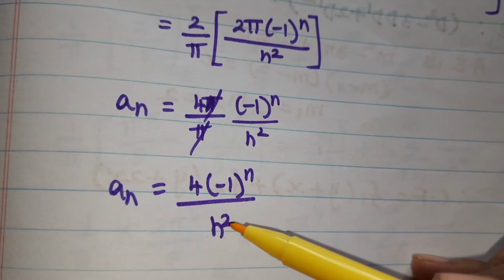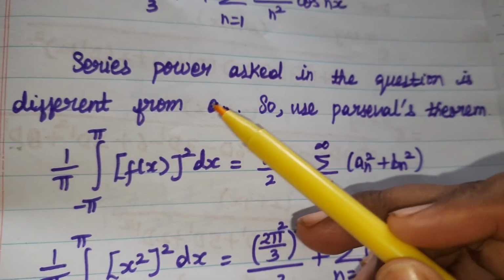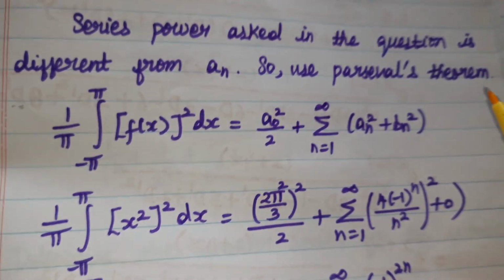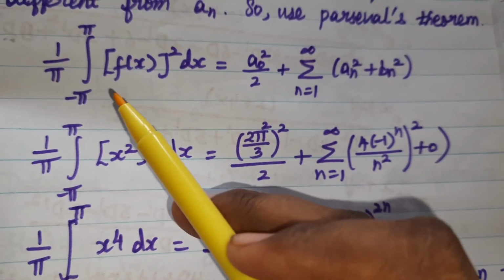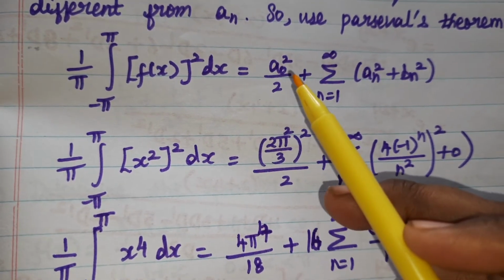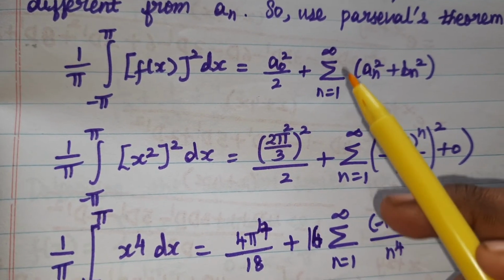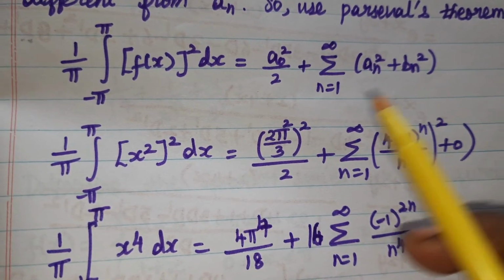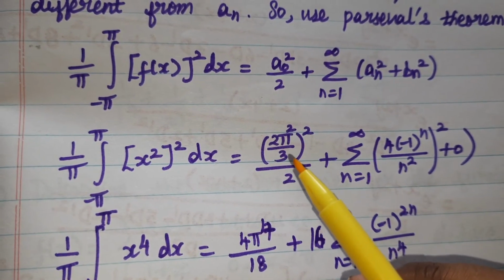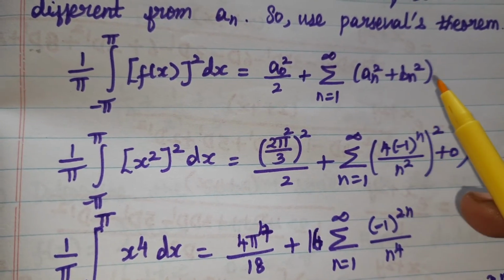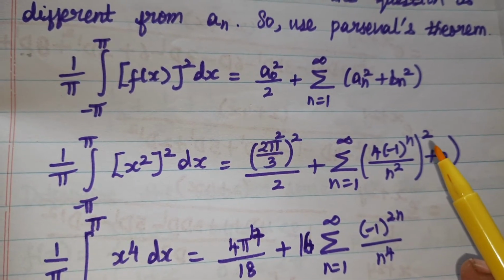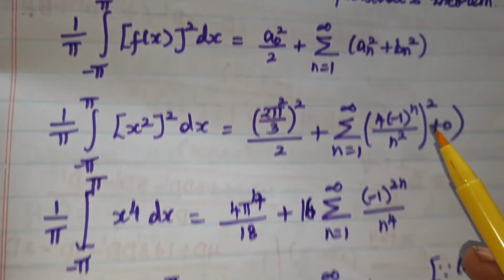And in an, here the power is 2. So the series power asked in the question is different from an, so we have to use Parseval's theorem. Parseval's theorem formula is 1 by pi into integral of minus pi to pi f of x the whole square dx equal to a0 square by 2 plus summation of n equal to 1 to infinity an square plus bn square. So here f of x is x square and a0 is 2 pi square divided by 3. And again an square, here bn is 0, therefore 4 into minus 1 to the power n divided by n square, the whole square.